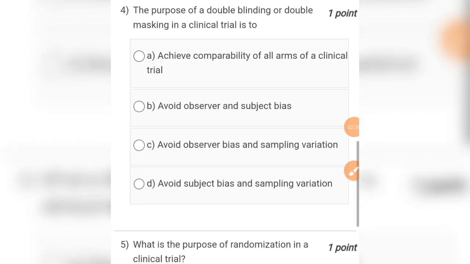Now in question number 4, the purpose of double blinding or double masking in a clinical trial is to achieve comparability of all arms of a clinical trial, or avoid observer and subject bias, or avoid observer bias and sampling variation, or avoid subject bias and sampling variation. So for question number 4, the most appropriate answer would be option B, avoid observer and subject bias.